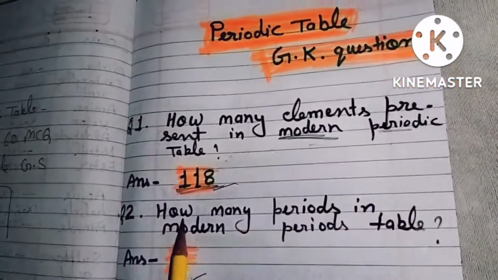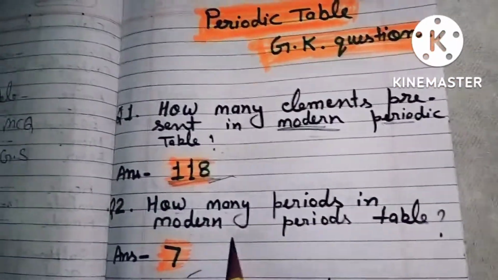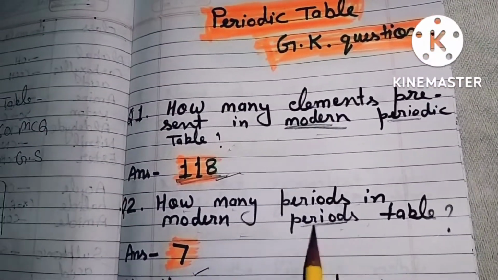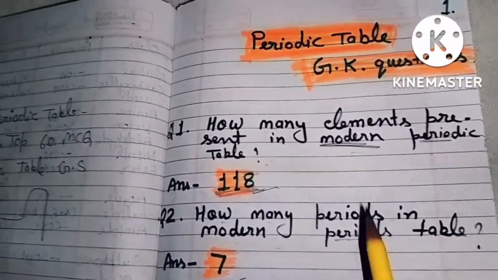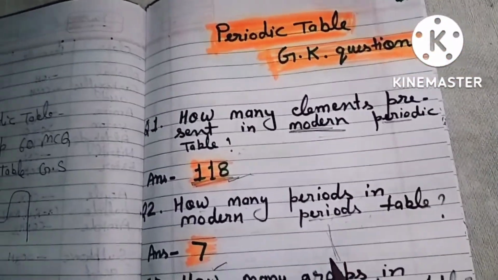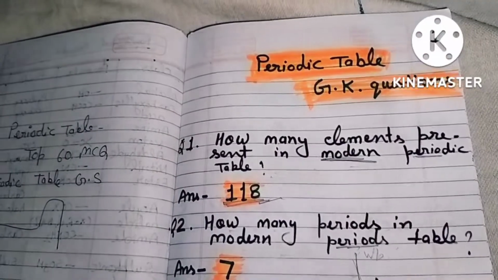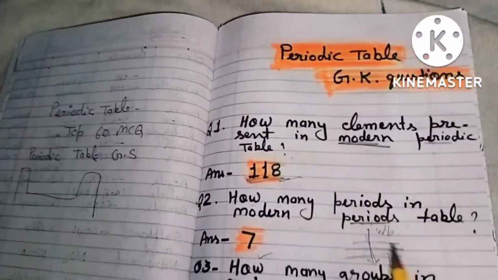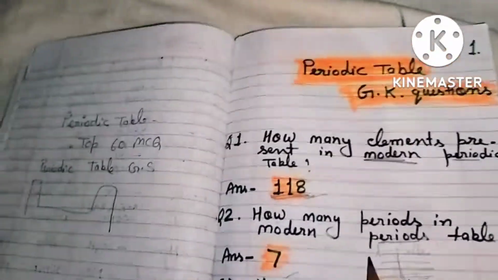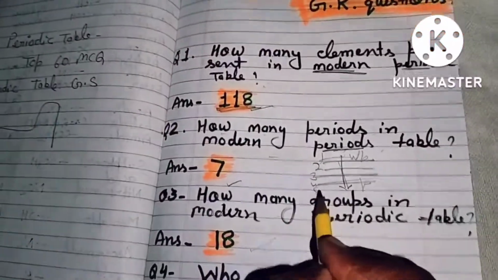Next, how many periods are in the modern periodic table? We know that the rows from up to down are periods. There are 7 rows of periods: 1, 2, 3, 4, 5, 6, 7.